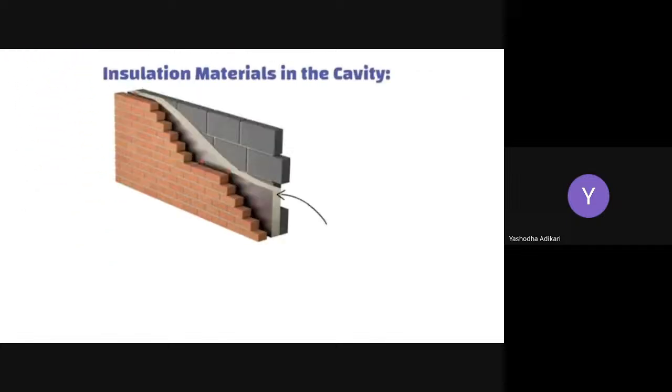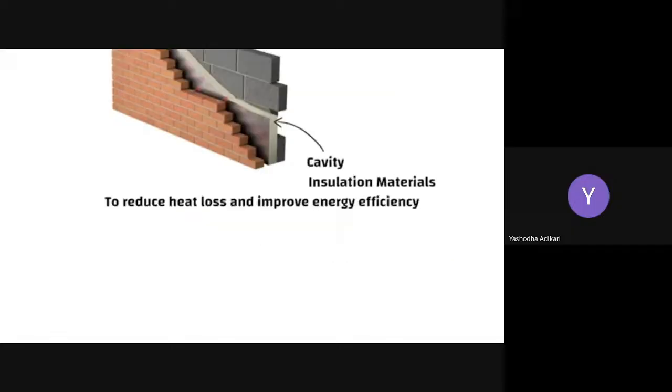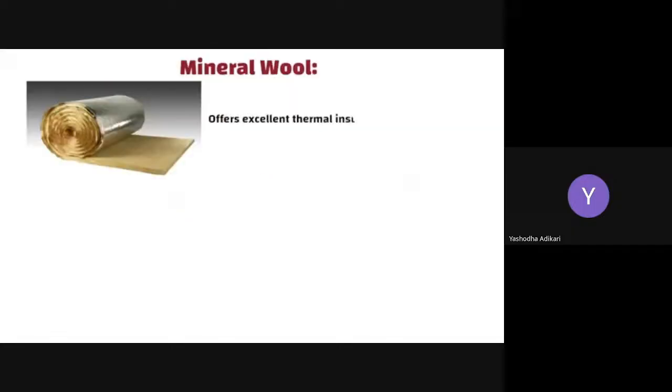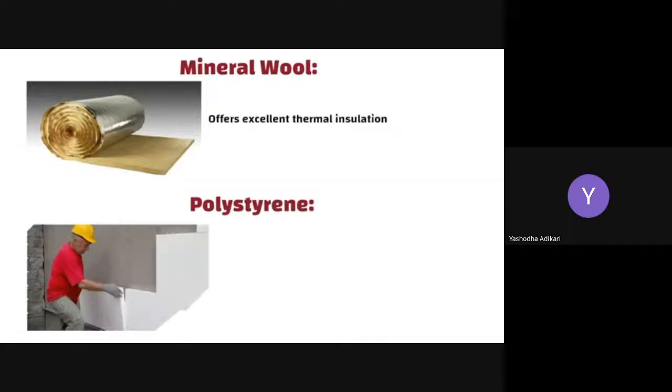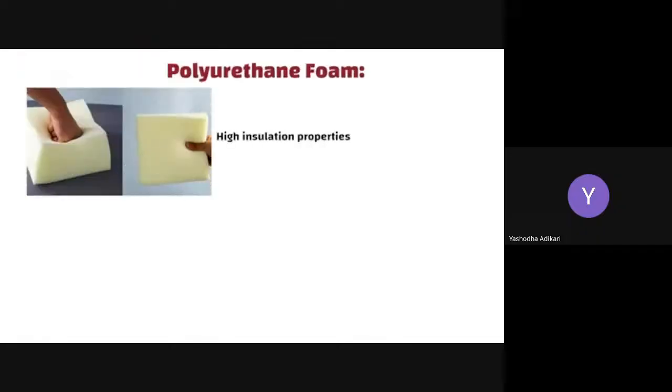Insulation materials in the cavity. The cavity between the two leaves can be filled with insulation materials to reduce heat loss and improve energy efficiency. Common insulation materials include mineral wool, which offers excellent thermal insulation. Polystyrene, a cost-effective solution that provides good insulation. Polyurethane foam, known for its high insulation properties.